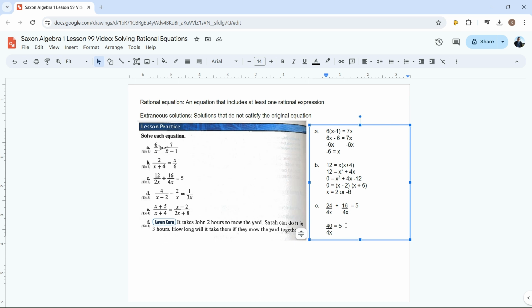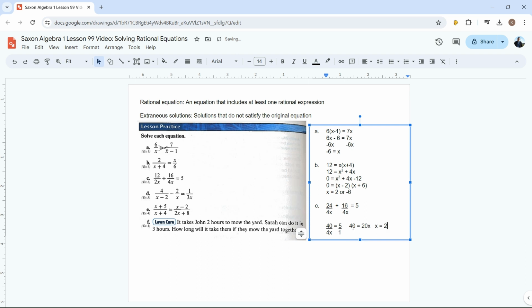That won't change anything because I still have a fraction equal to a number that can be represented as a fraction. By the way, let's just represent that number as a fraction right away, 5 over 1. I'm just going to go ahead and do my cross multiplication here, though. That's going to give me 40 equals 20x. And then I can divide both sides by 20, so x equals 2.